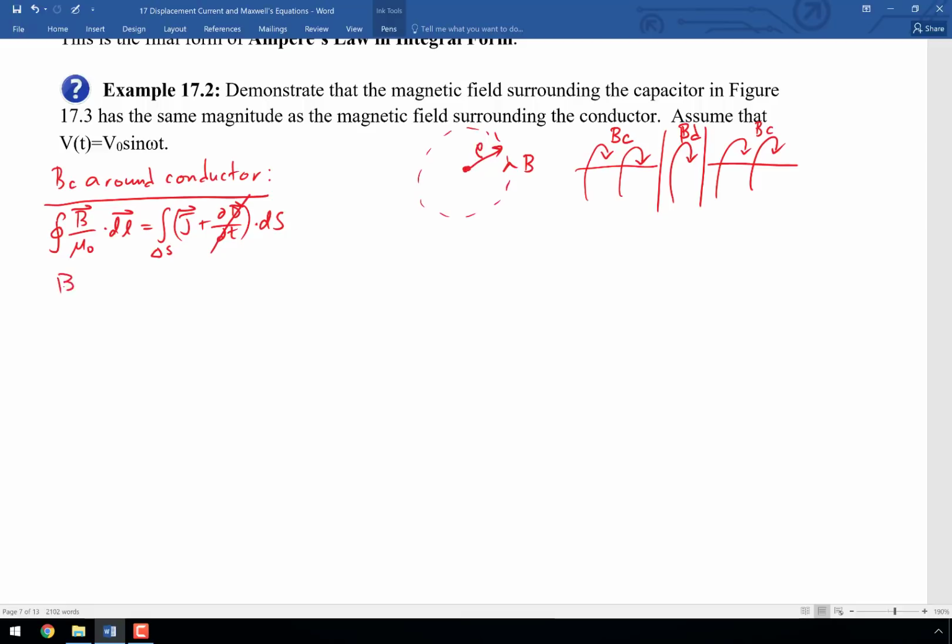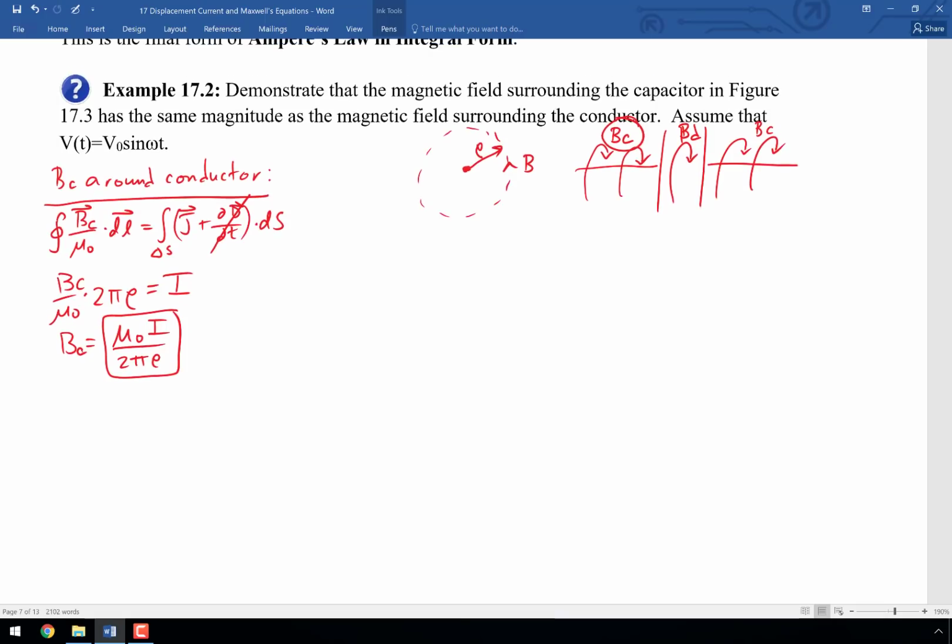So B over mu sub 0 times the circumference of that circle, 2 pi rho, is equal to the integral of J dot dS, which is just I. So B is equal to mu sub 0 I over 2 pi rho. That's the magnetic field, B sub C, which I should have called B sub C here to be consistent. So B sub C is mu sub 0 I over 2 pi rho. We're going to need to do some work to figure out what B sub D is, but ultimately the punchline needs to be that it's equal to the same quantity.